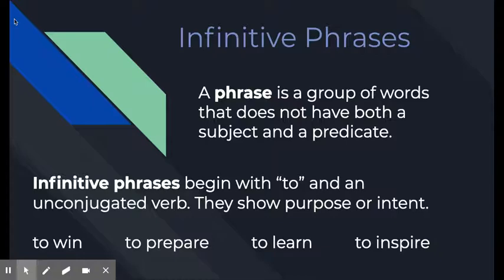They show purpose or intent. So with the examples I gave you at the bottom of this slide, you could see how they could all be added onto the beginning or the end of a sentence about someone doing something, and they would give some context about why they're doing something, right? To win, to prepare, to learn, to inspire.